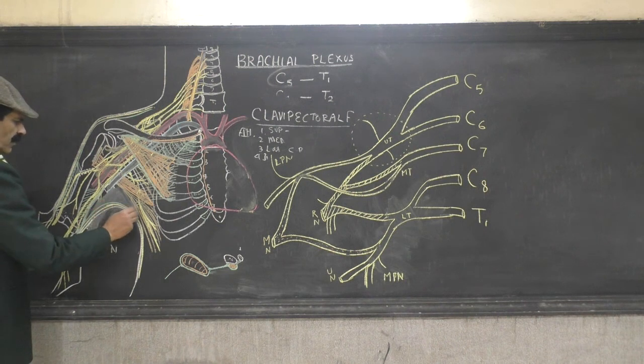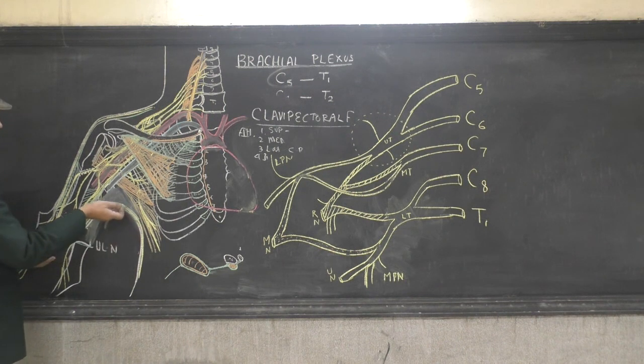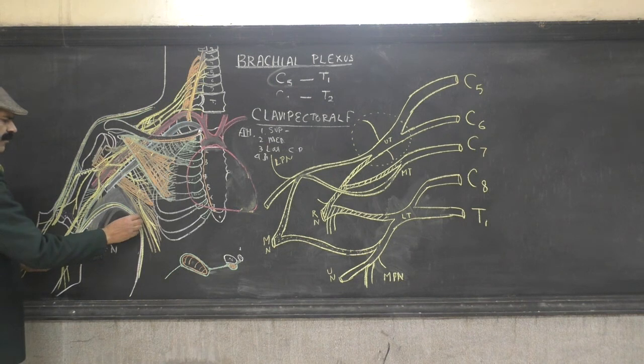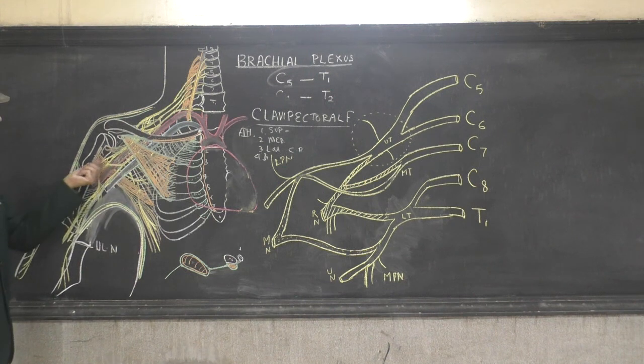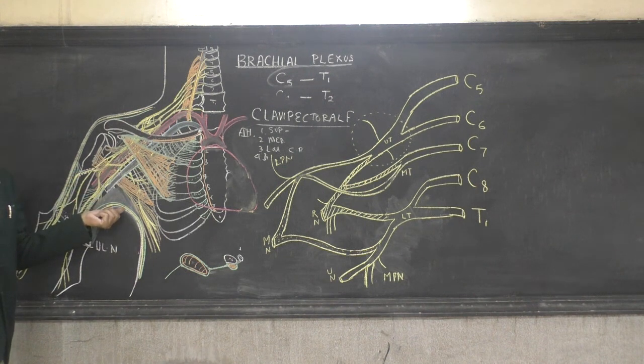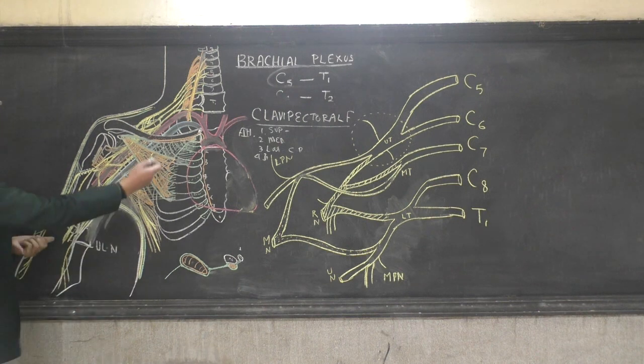So the deep fascia of the side of the thorax is continuous with the axilla, and then the same fascia covers the arm. As this fascia belongs to the axilla or the armpit, it is called the axillary fascia.